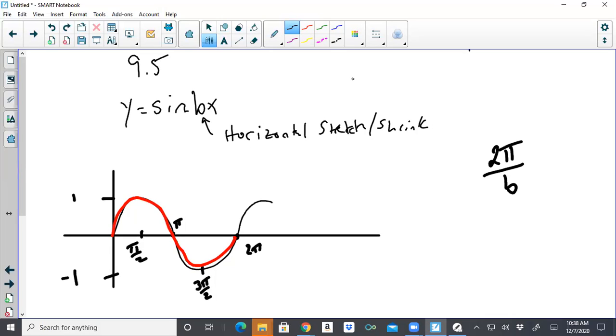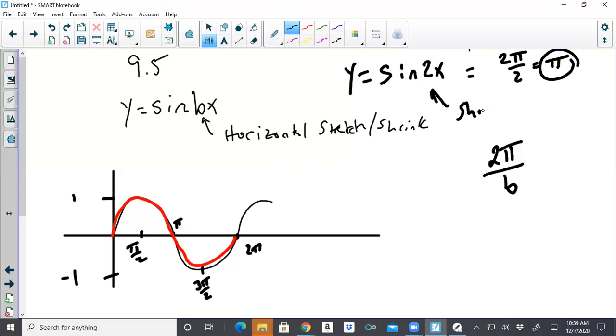So if I put a 2 here, if I said y equals sine of 2x, this is either going to be a horizontal stretch or a horizontal shrink, but it's telling me that my new period is going to be 2 pi over b. Right? So it's going to be 2 pi over 2, which is pi. The parent function had a 2 pi length. My y equals sine of 2x is going to have a length of pi, which means that it is going to be shortened by half. So this thing has shrunk by a factor of 2.